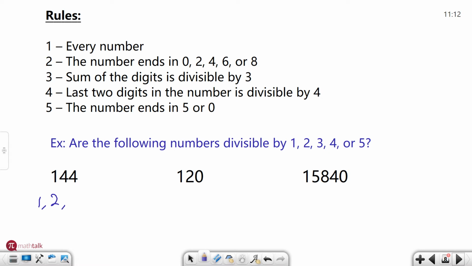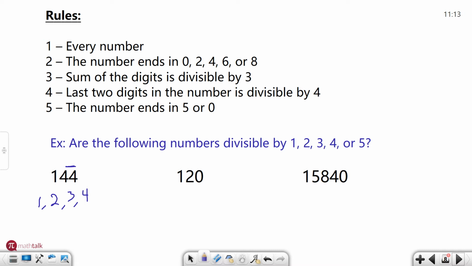3, the sum of the digits is divisible by 3. So if I add up 1 plus 4 plus 4, I get 9. And 9 is divisible by 3, so this means this number is divisible by 3. 4, are the last two digits, or that number that's created with the last two digits, divisible by 4? The last two digits are 44, and 44 is divisible by 4. So this whole number, 144, is divisible by 4. And lastly, does it end in a 5 or 0? Well, nope, it ends in a 4, so that means 5 does not work. So this number will be divisible by 1, 2, 3, and 4.